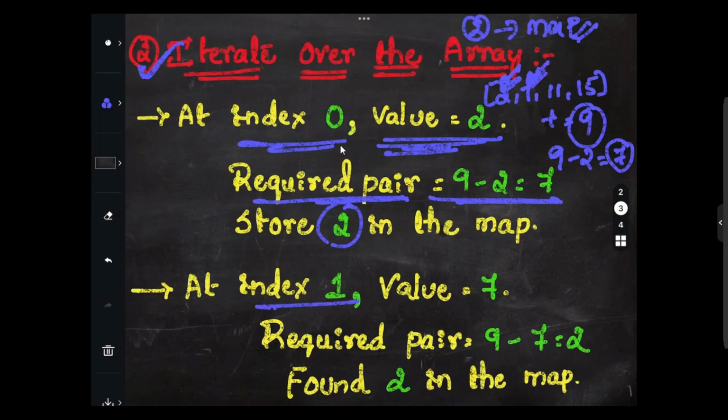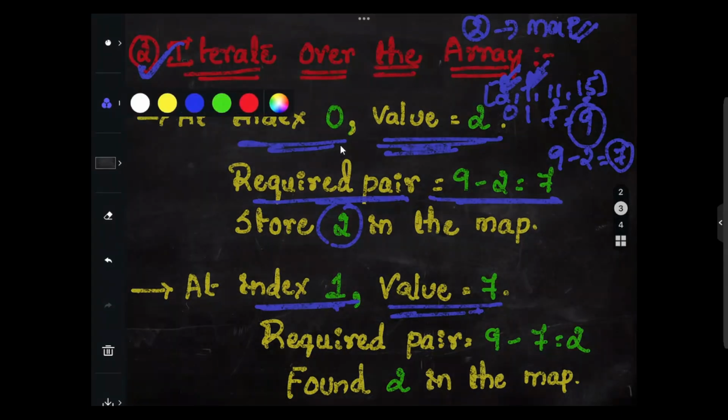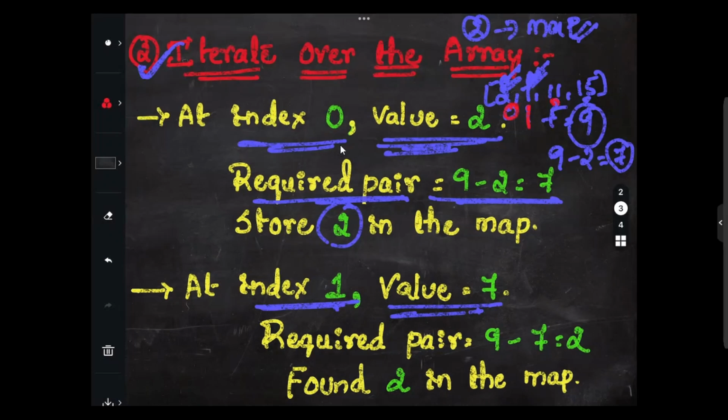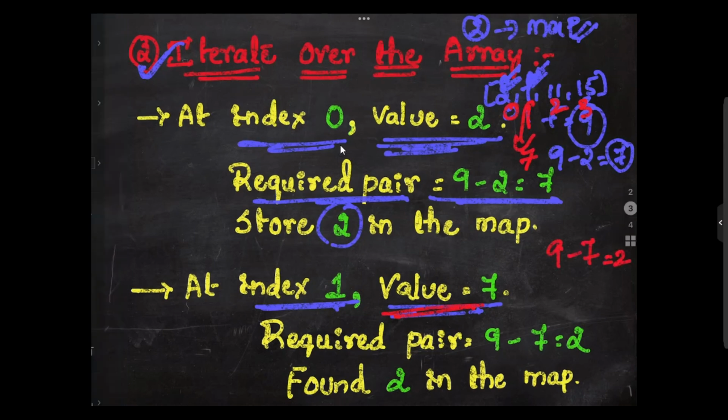At index 1 we have the value 7, right? This is 0, this is 1, this is 2, this is 3. At index 0 we have 2, at index 1 we have 7. In index 1 we have the value 7. The required pair is now 9 minus 7, which is 2. So 2 is already present in the map. We have already stored 2 in the map, right?